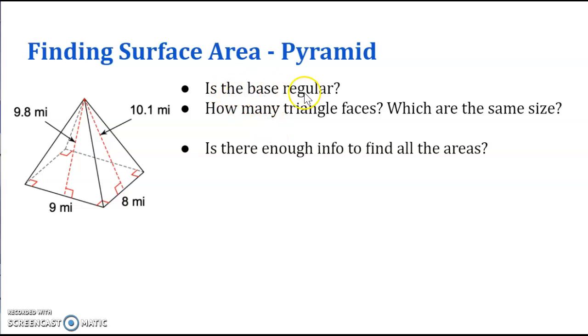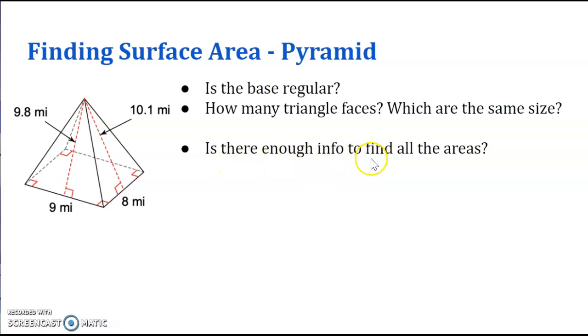So is the base regular? No, it's not regular because the sides are different. So it's a rectangle. How many triangle faces? Well, the base has 4 sides, which means we're also going to have 4 different triangles. But two opposite sides are going to be the same. So this side here and the one on the back are going to be the same triangle. This one on the left and the one on the right are going to be identical triangles.